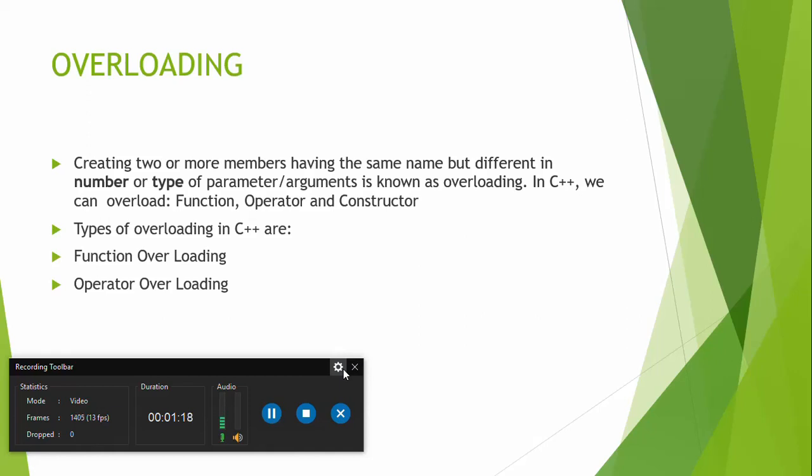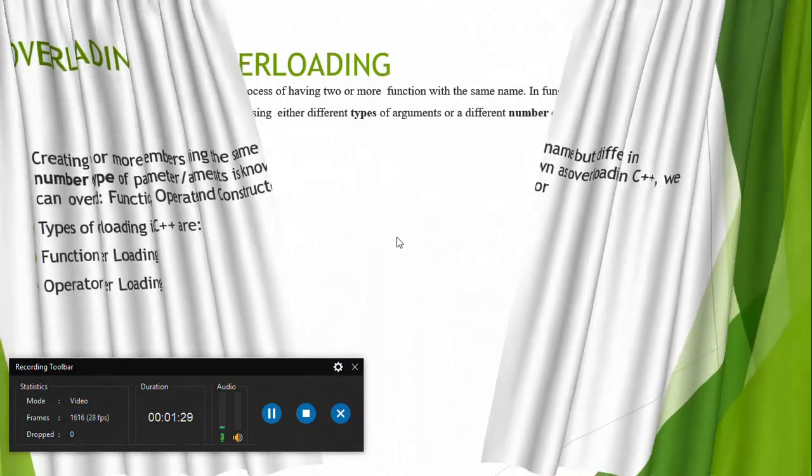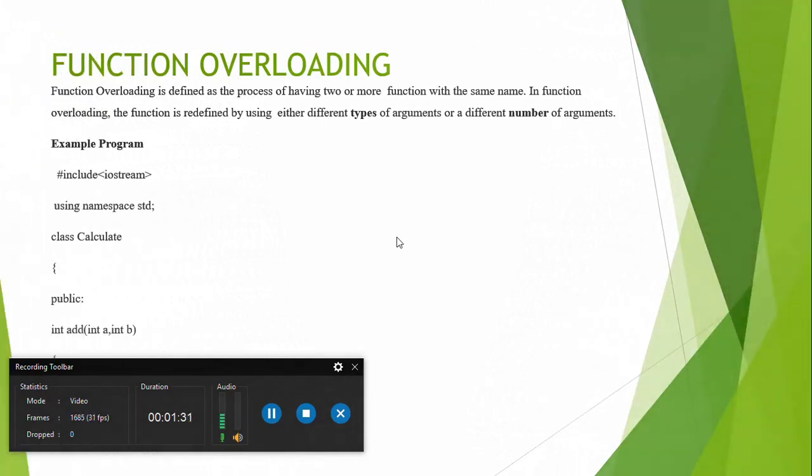Even a constructor can be overloaded. A constructor is a normal user defined function, so it will come under the function overloading concept. Function overloading is the process of having two or more functions with the same function name but differing in the number of arguments and also the types of the arguments. The return type will not be considered in function overloading.